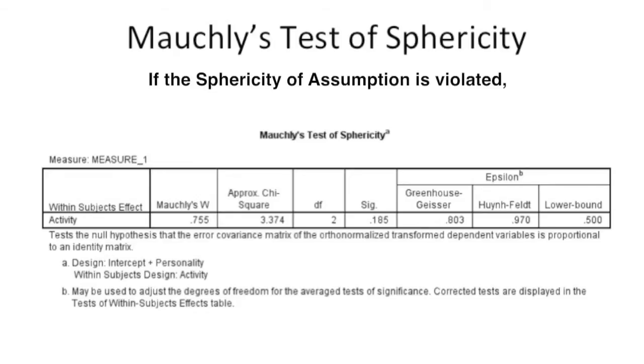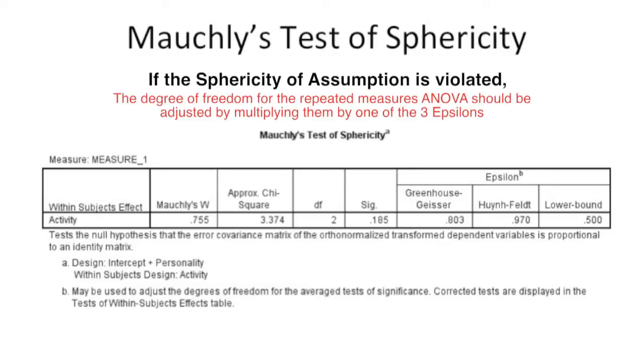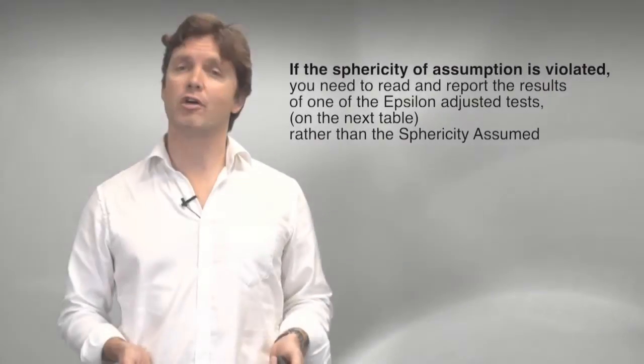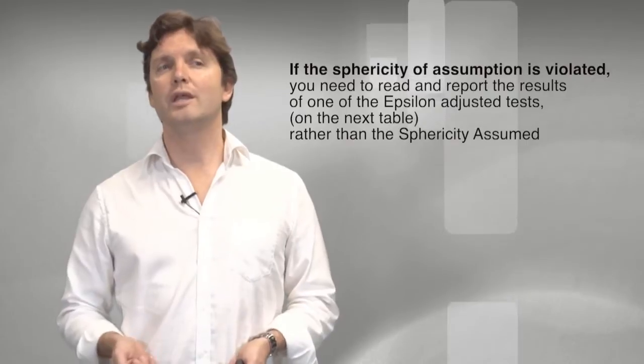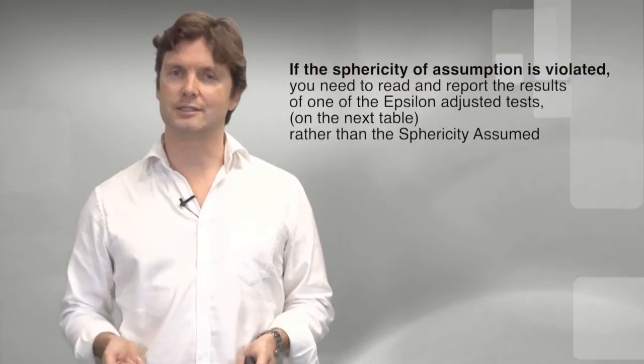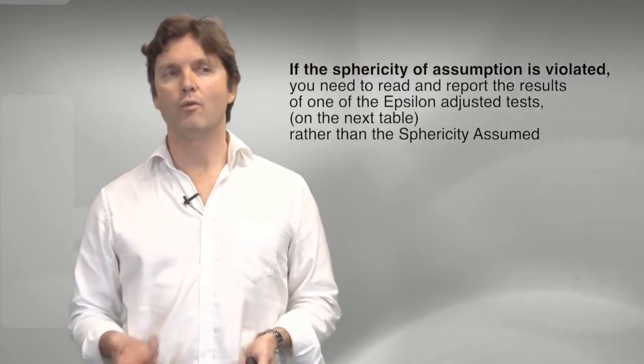If the sphericity assumption is violated, the degrees of freedom for the repeated measures ANOVA should be adjusted by multiplying them by one of the 3 epsilons in the table that you see. You never have to do this by hand, as SPSS does all the heavy lifting for you. So in practical terms, if the sphericity assumption is violated, you need to read and report the results of one of the epsilon-adjusted tests in the next table, rather than sphericity assumed.